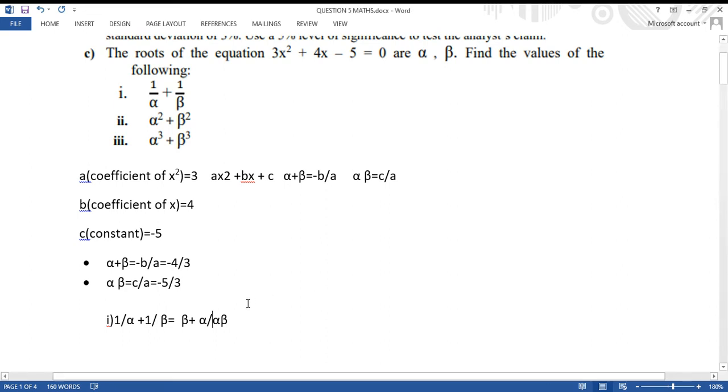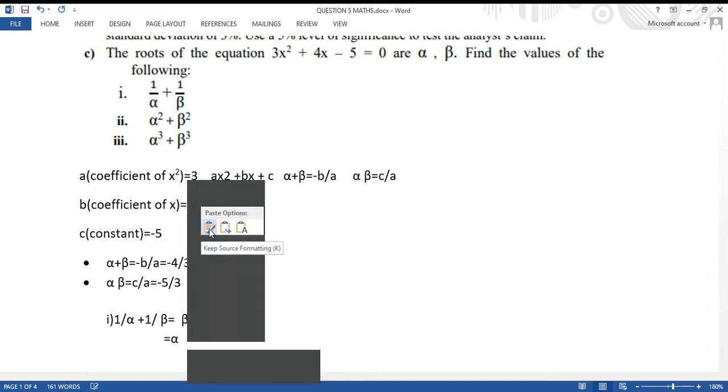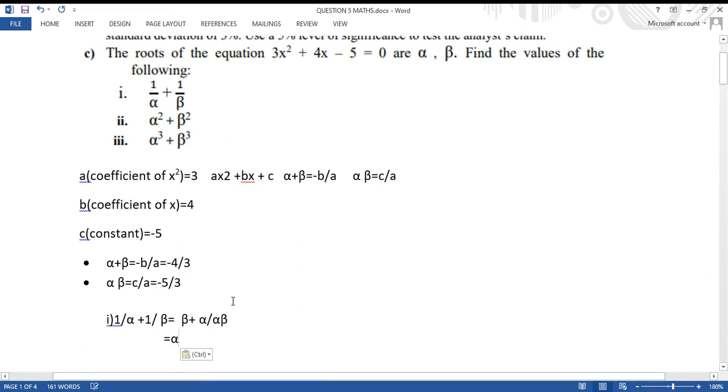We just rearrange the numerator. We just put it as alpha plus beta. Then after that, we're just going to substitute, because we've already got our alpha plus beta, which is negative 4 over 3, and our alpha times beta, which is negative 5 over 3. In your exams, you have to make it look neat. First, you just rearrange.